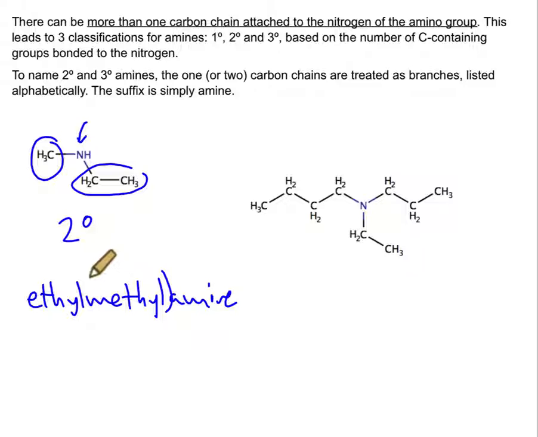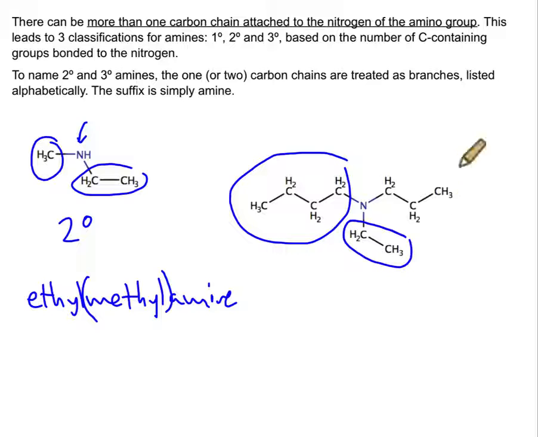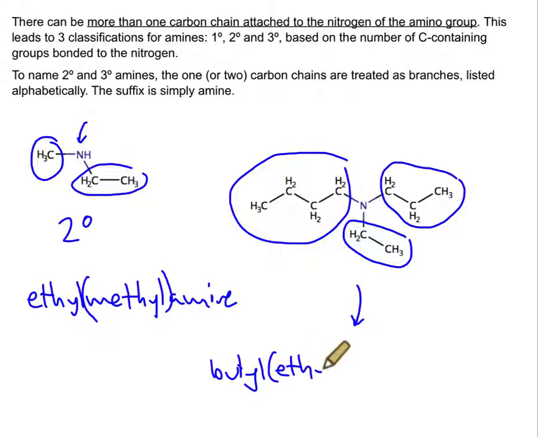and you will sometimes see the second branch put in brackets, I guess to distinguish between them. I'm not entirely sure why. In this case, that's a butyl branch, that is an ethyl branch, that is a propyl branch. So this molecule will be butyl ethyl propyl amine. Naming of primary, secondary, and tertiary amines is a little different, but secondary and tertiary is really just looking at everything as alkyl branches.